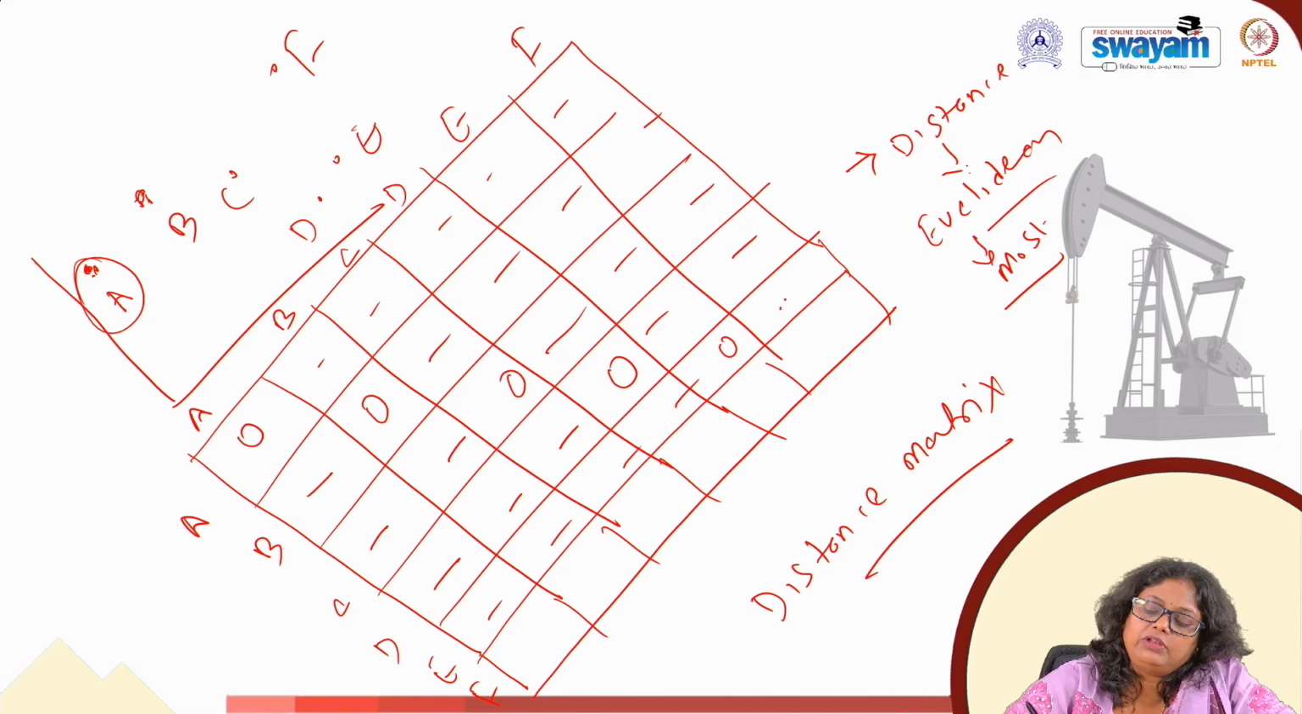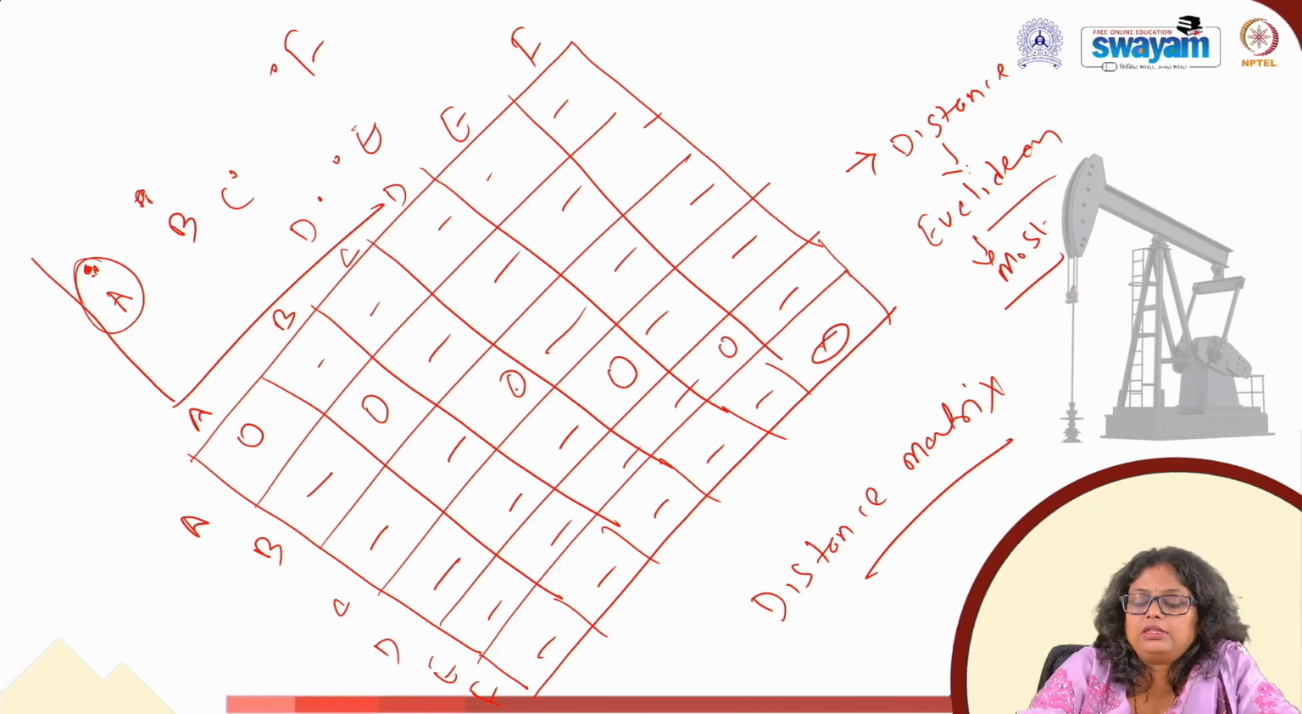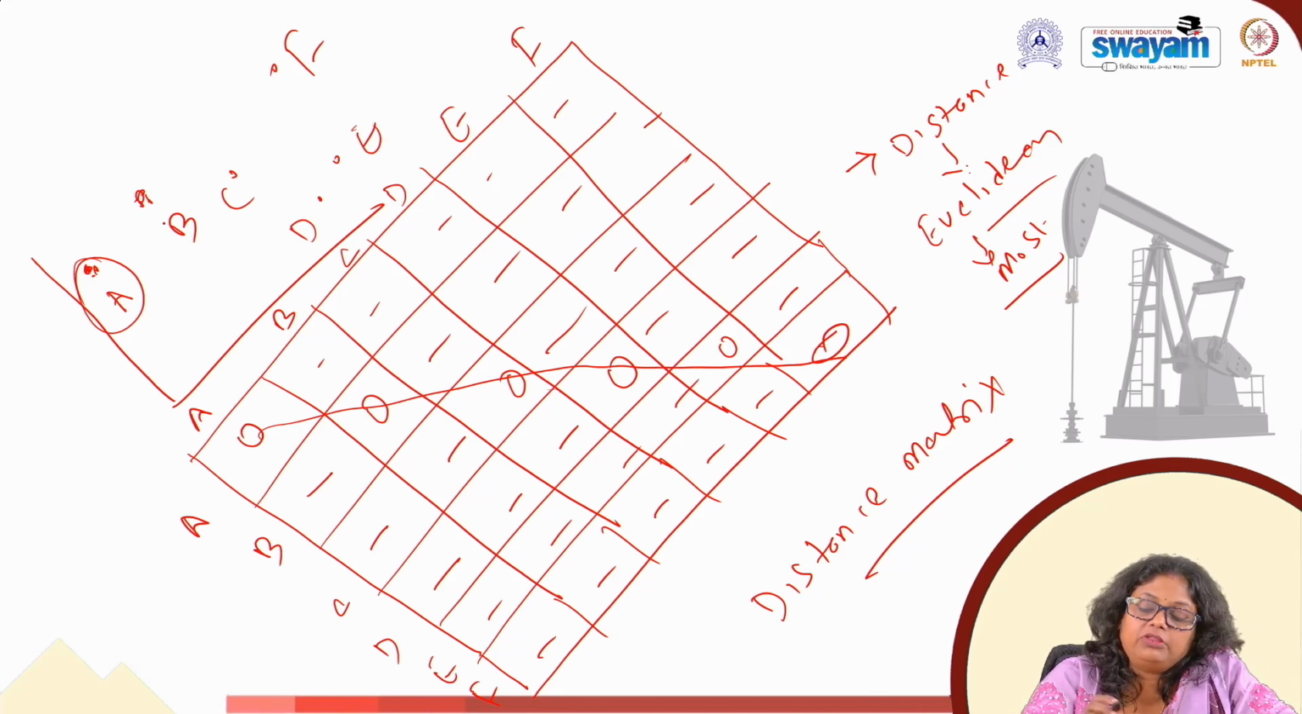So like that you will keep. Similarly, here it is 0. So this distance is always 0. This point to point distance is 0. So A to A distance is 0, B to B is 0, C to C is 0. So this is my distance matrix calculated.